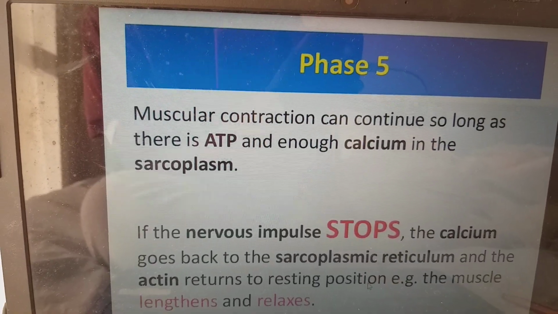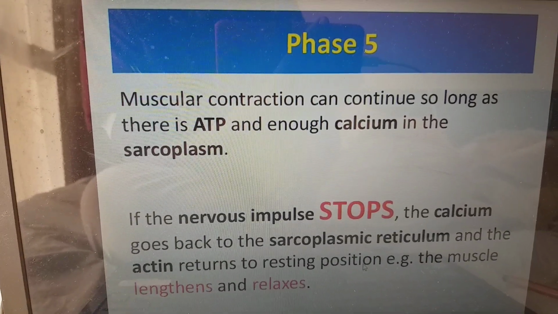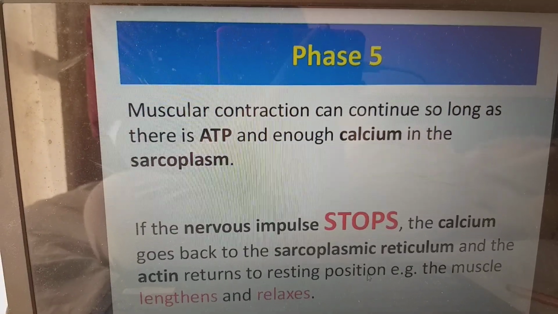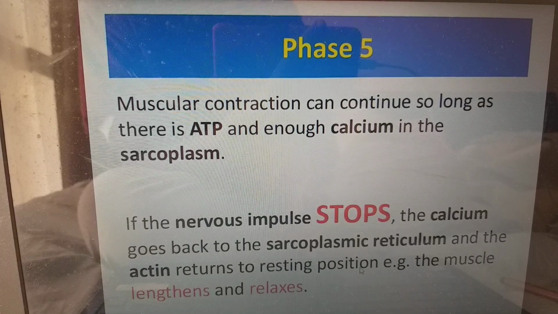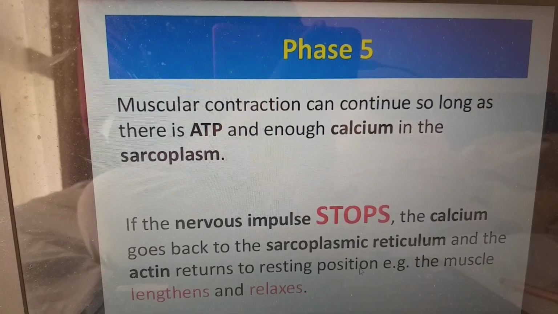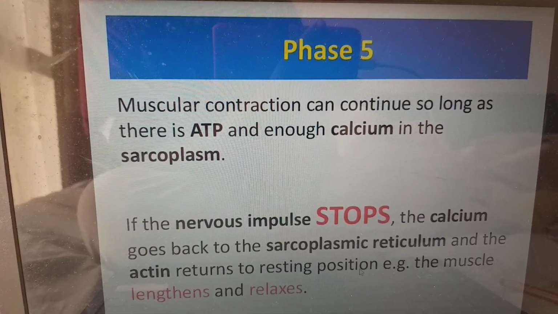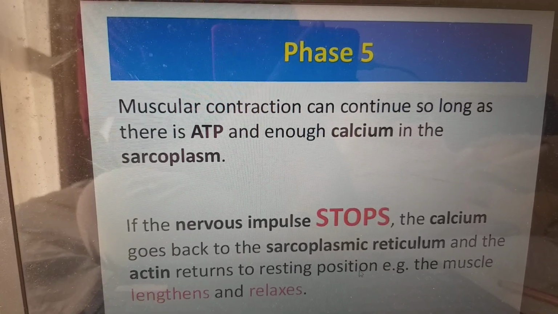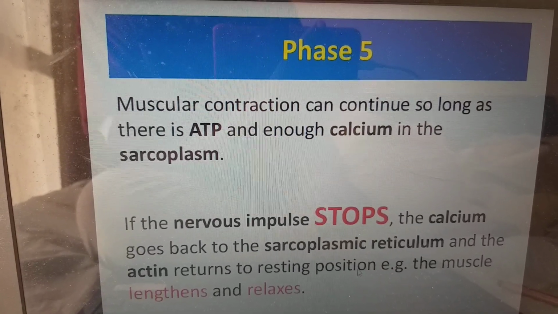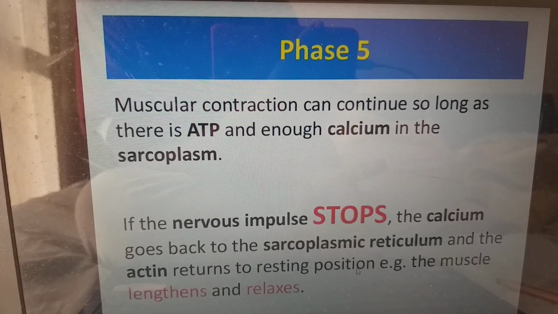Coming to the last, phase 5. The muscle contraction can continue as long as there is ATP and enough calcium in the sarcoplasm. If the nerve impulse stops, the calcium goes back to the sarcoplasmic reticulum and the actin returns to the resting position, covered by troponin and tropomyosin. As a result, the muscle lengthens and relaxes.